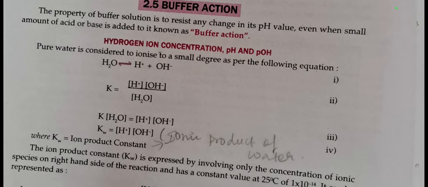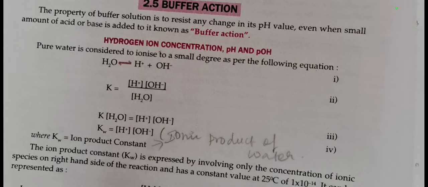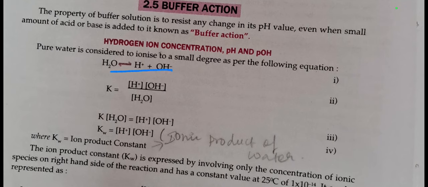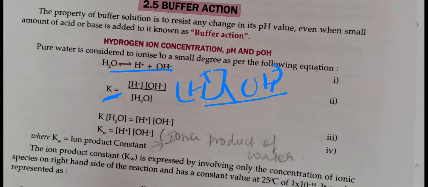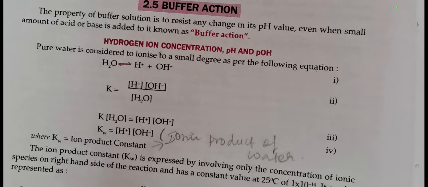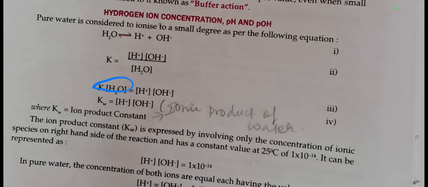Pure water is considered to ionize to a small degree as per the following equation. So here water dissociates into H plus and OH minus. Here K is the constant, so we can write it as K equals H plus and OH minus divided by the water molecule. So here K H2O is nothing but we may write it as KW. It is nothing but the ionic product of water.